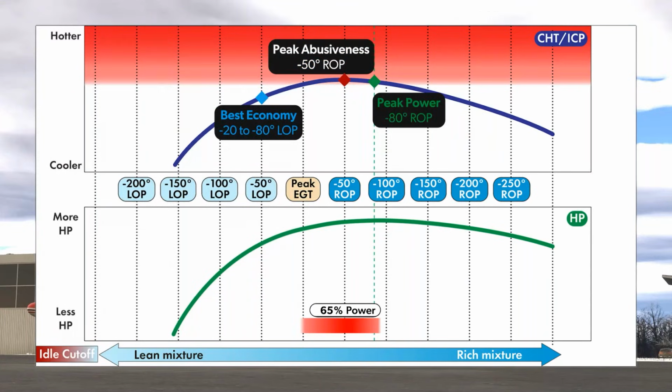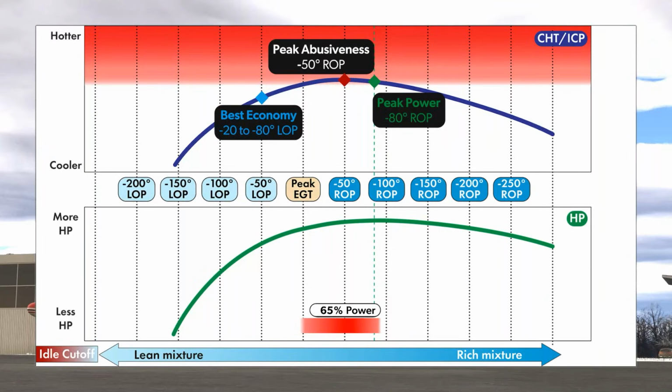So now we can plot some of those landmarks on this curve with reference to EGT. Peak power occurs at about 80 degrees rich of peak. Peak abusiveness, pretty close to there, is at about 50 degrees rich of peak. 50 degrees rich of peak might ring a bell because a lot of POHs suggest running the engine in cruise at 50 degrees rich of peak. And it turns out that in many cases that is the worst place that you could run the engine, at least in terms of the potential to be running a high CHT or an ICP.